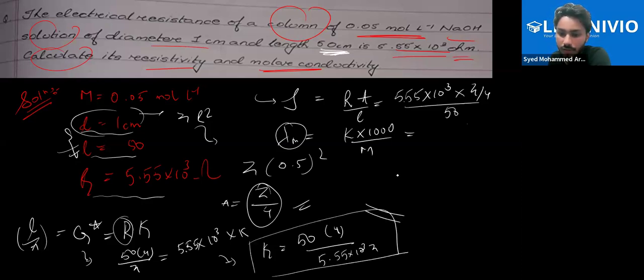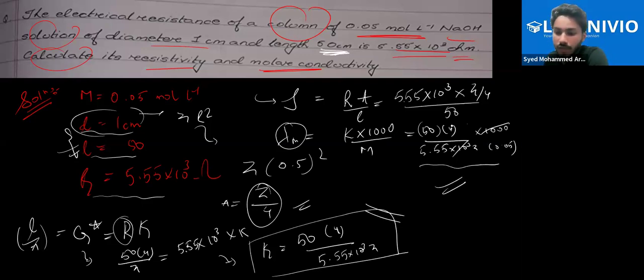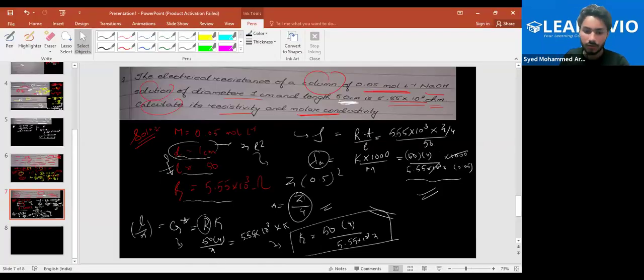Have you understood this, or is there some difficulty? Yeah, I understood. So just put the values, like 10 to the power of 3 and pi. So you have put in the value of K multiplied by 1000. So 1000 is going to cancel out, and molarity is 0.05. That's it, very simple. Now just solve this one, and you'll get your answer. The calculation part you will do at home. Fine. Now let's move on to the next part.